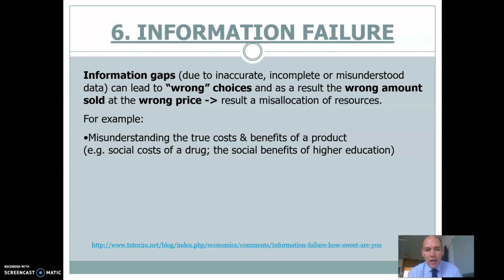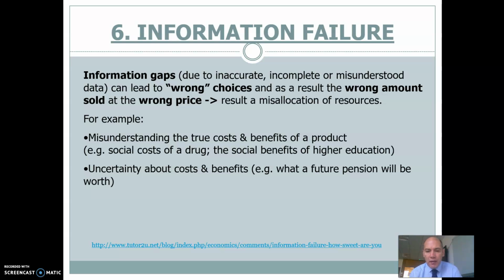For example, if people don't understand the true social costs of a drug, so not just the private cost but the external costs, the whole social cost, as a result it may be overpurchased. If people don't understand the full social benefits of higher education and only consider the private benefits, again people are likely to purchase less higher education, so fewer people going to university.